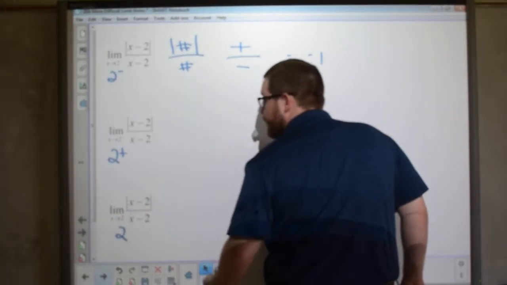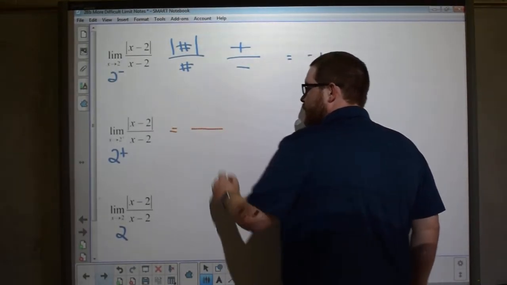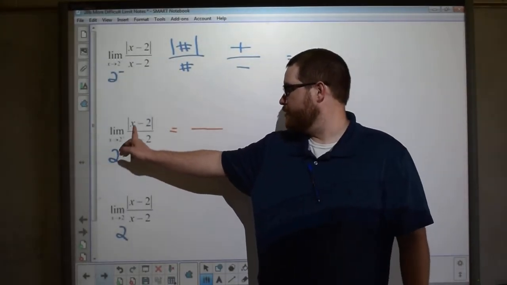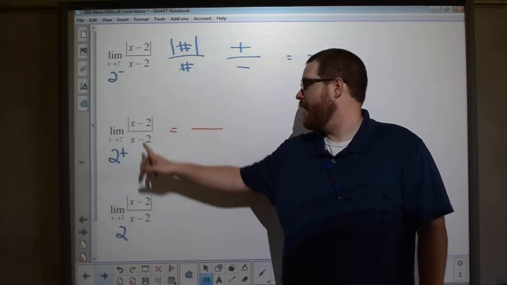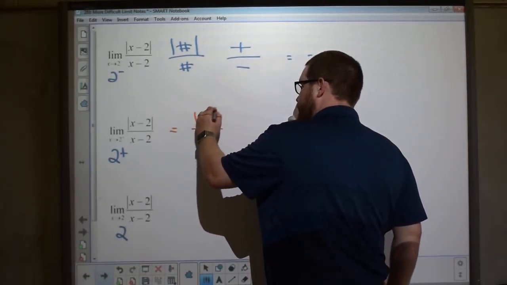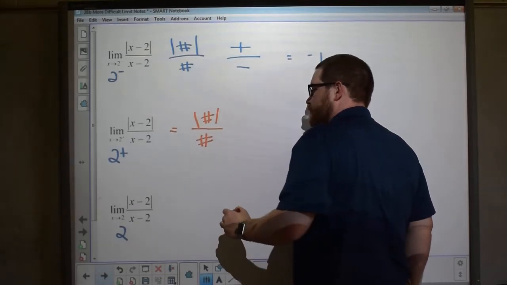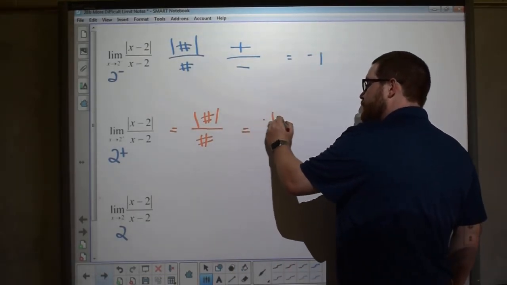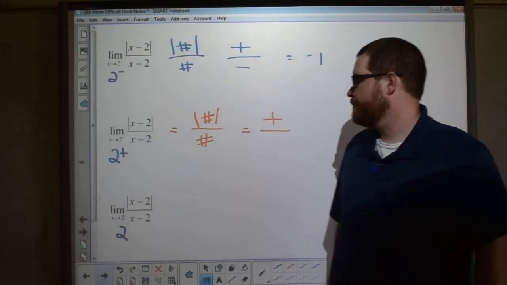Now let's compare that to this one. If I pick any number to the right of 2, like 3 or 4 or 5, I'm going to get the same thing on top and bottom. So I'm going to get the same number on top that I do on bottom.